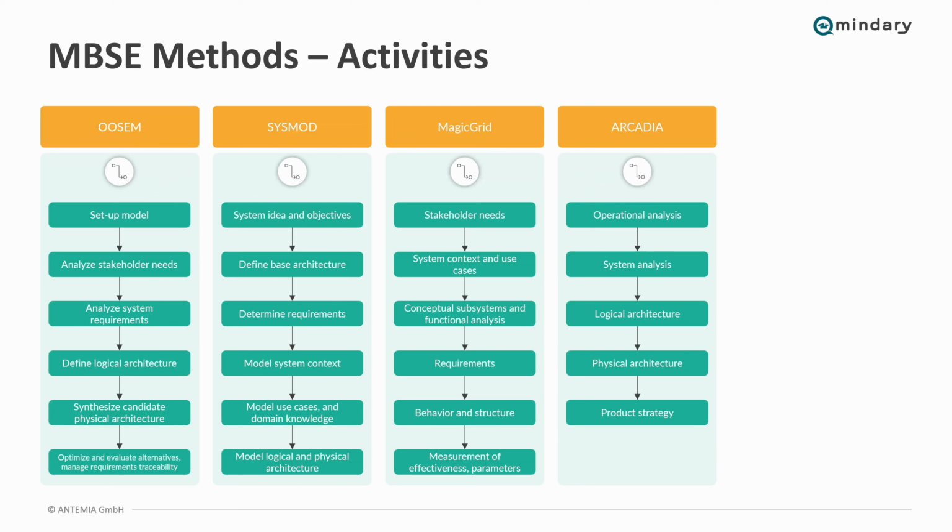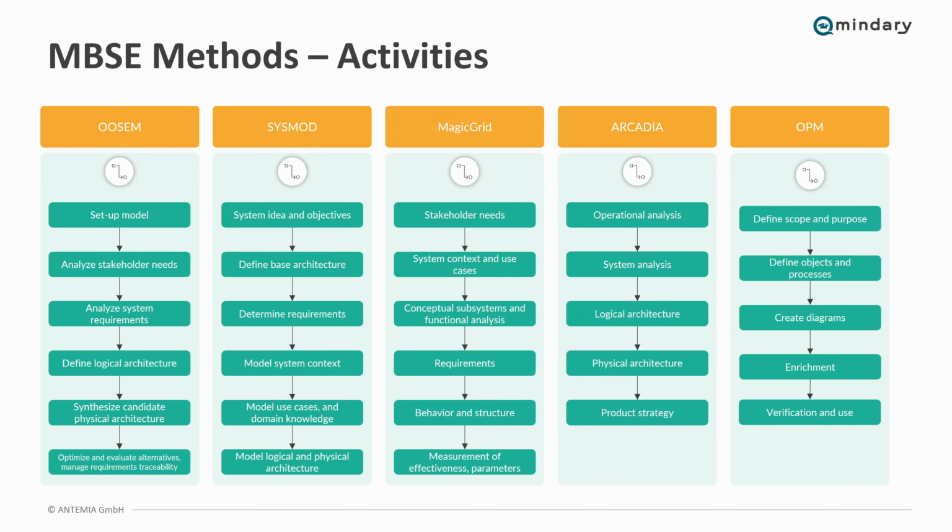Arcadia starts with the operational analysis to get an understanding of how users and stakeholders operate in the considered area. That's a little different approach. So based on that, a system analysis is performed, to put a system into place that meets the operational needs. Following, a logical architecture is derived from the result of the system analysis and later transferred to the physical architecture. The product strategy activity considers the later steps in the development process, such as implementation, integration, verification, and validation.